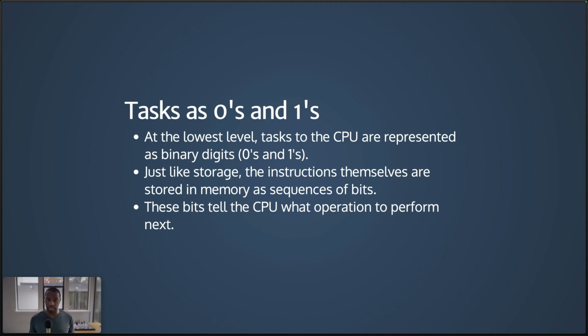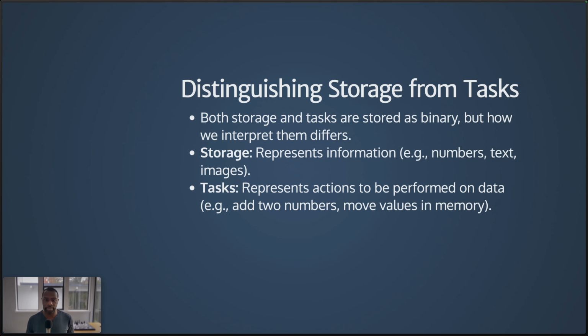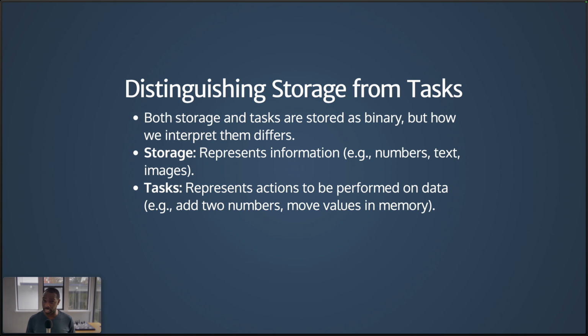So just like storage, the instructions themselves are stored in memory as sequences of bits. Bits mean zeros and ones. These bits tell the CPU what operation to perform next. So, distinguishing storage from tasks. Again, both storage and tasks are stored as binary, but how we interpret them differs. For storage, we interpret the same zeros and ones as information, like numbers, text, images, and so on and so forth.